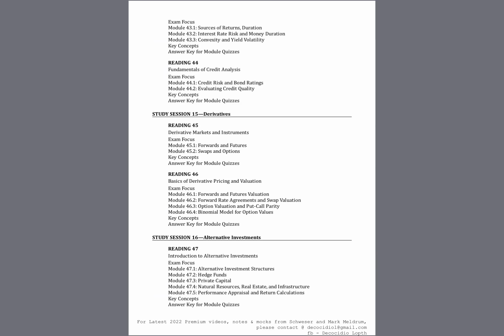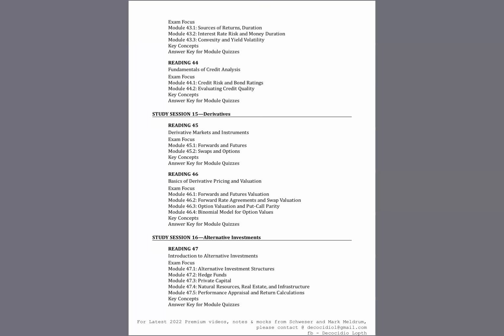They will look at interest rate risk and money duration. They will extend it to convexity and yield volatility. Then 44 is just looking at credit analysis, so that if you are an investor who wants to put your money into fixed income, what are the sort of things you would want to take a look at? So that is the one that is covered under 44.